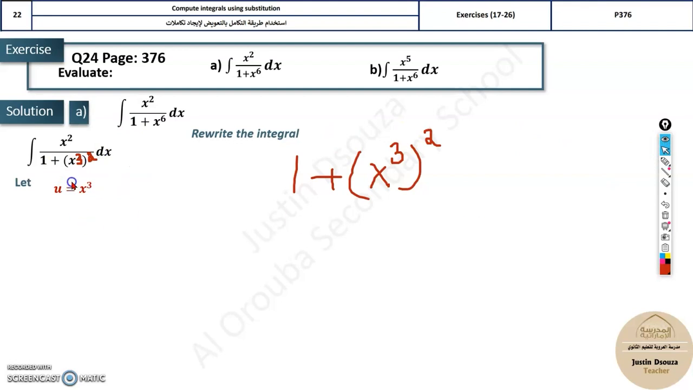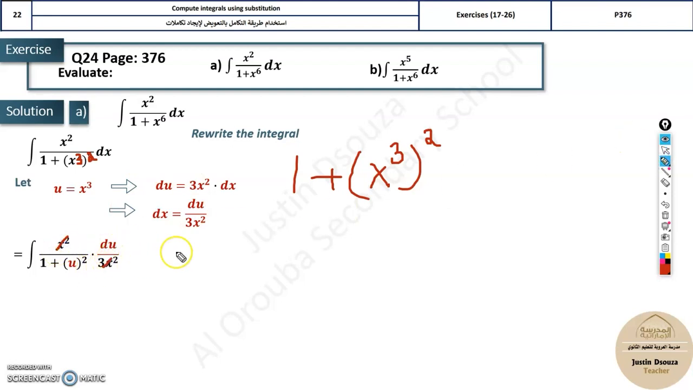So now you need to substitute u as x to the power 3, and then du will be 3x squared dx, and so on. dx will be du by 3x squared. Now substitute x squared divided by 1 plus x to the power 3 whole square, so it will be u whole square. What about dx? It will be du divided by 3x squared. This is very important. X square and x square cancels off, and then you're getting 1 by 3, this constant, take it out, du by 1 plus u square.